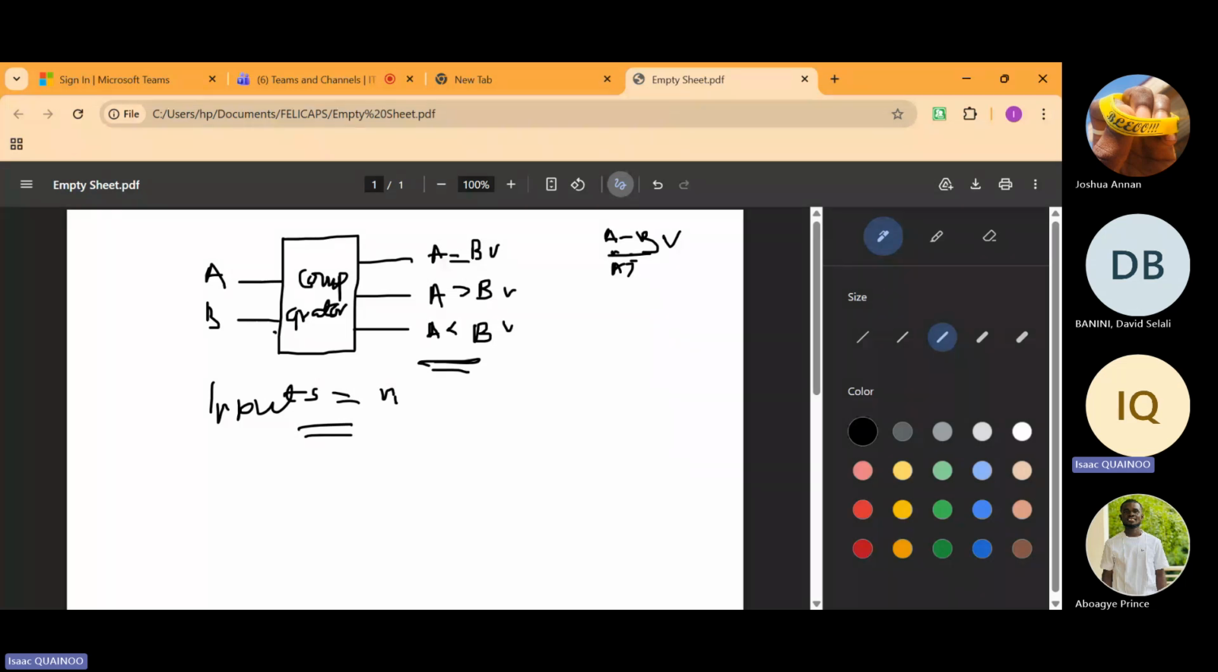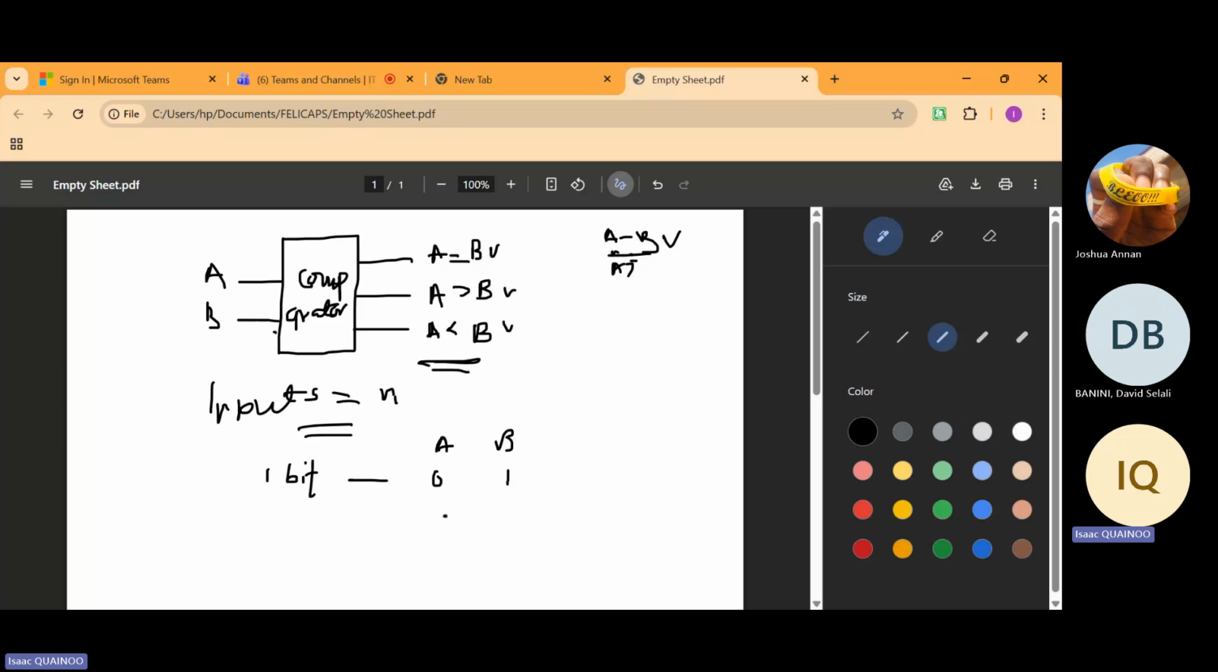Based on the number of inputs, we can classify them, for example, as a 1-bit comparator. What a 1-bit comparator does is that it compares 1-bit numbers. What we mean by 1-bit numbers is that we are talking about numbers whose inputs are only made up of 1 bit, so either 0 or 1.